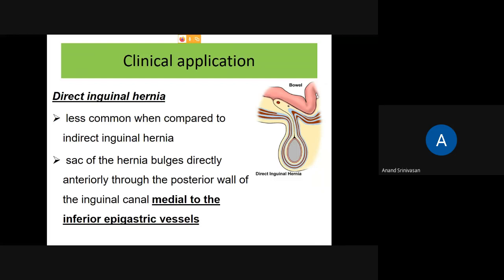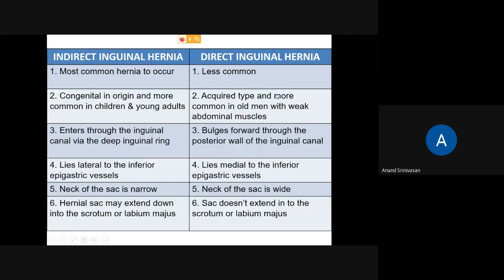The direct hernia, as I said, is just the opposite. It comes through the weakness in Hesselbach's triangle. It comes through the superficial inguinal ring, but does not pass through the deep inguinal ring. So these are some of the differences between direct and indirect inguinal hernia. This is a very important class, not only for the anatomy aspect but even in your later years. So please understand the difference between direct and indirect inguinal hernia.